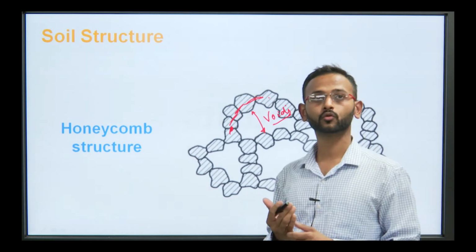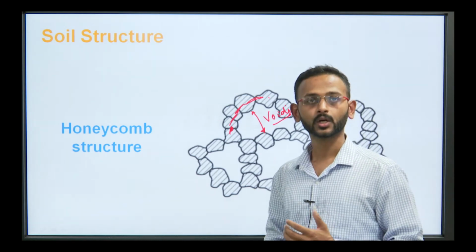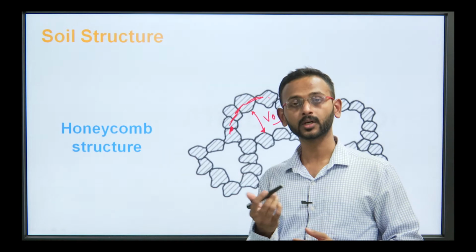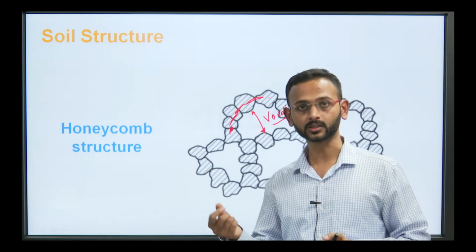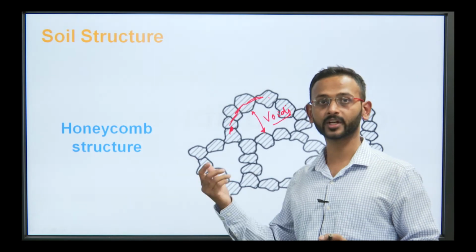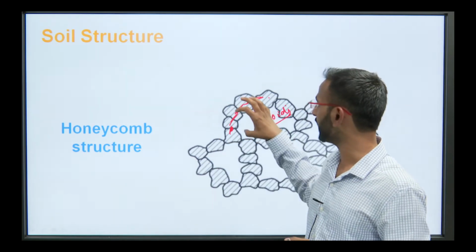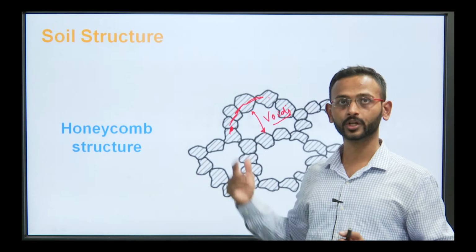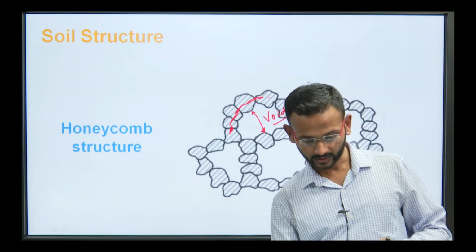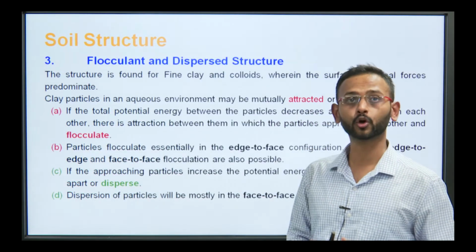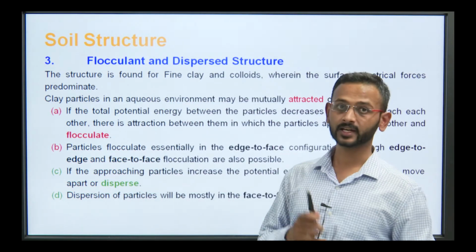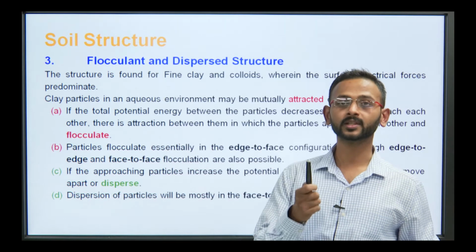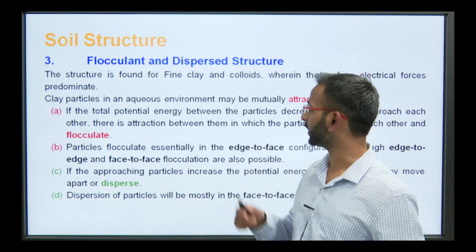So, it includes what, a large number of voids. So, it is dependent on what, the soil structure. The finer the soil structure, the more dominant the surface electrical forces become, which prevent the particles from just colliding and settling according to each other. The next one here is the flocculent and dispersed structure, the third portion. This structure is for fine clay and colloids, wherein the surface electrical forces are predominating.